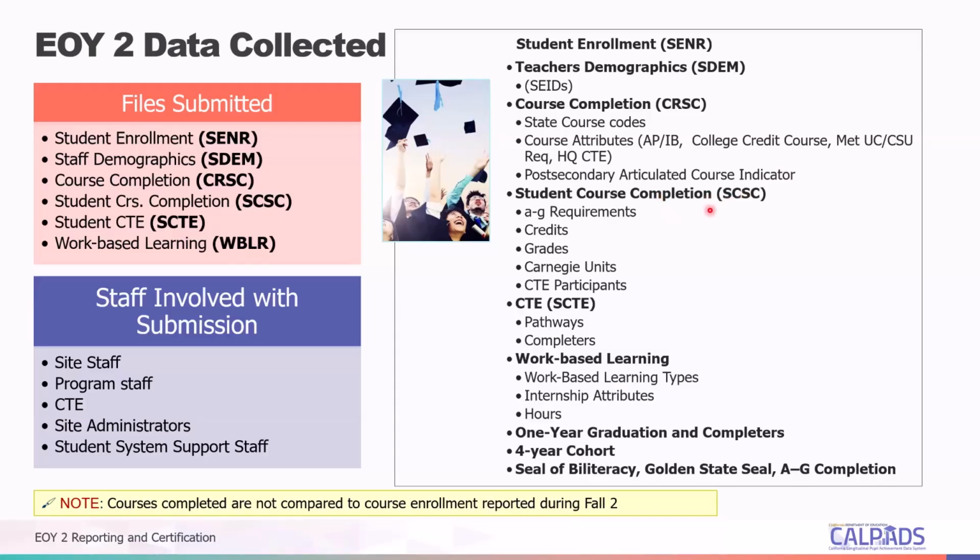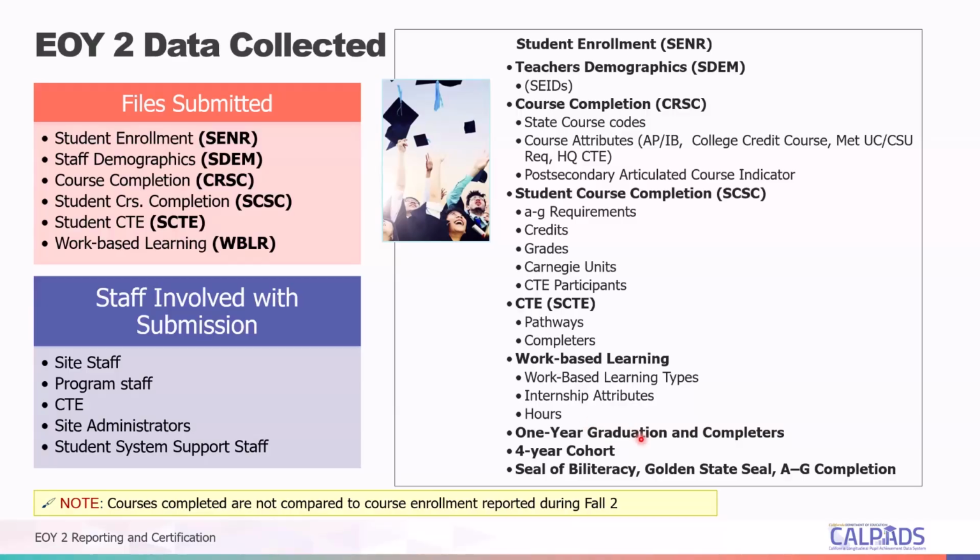On the student course completion side, it includes the A-G requirements, credits earned, grades earned, the Carnegie units earned, as well as whether or not a student may be a CTE participant or a CTE completer based on the associated state course code of the class that the student completed for that CTE course. And then we also have the SCTE file, which includes the actual pathway code and the completer year. The work-based learning will include the work-based learning types, internship attributes, and the hours of work.